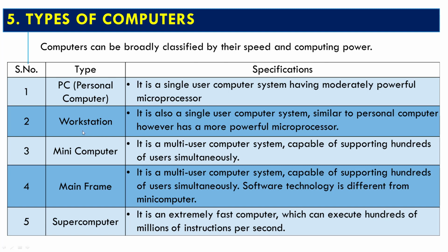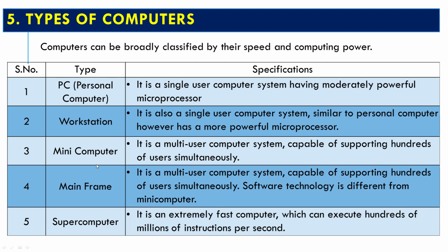Then the next one is going to be the workstation. Comparing with the PCs, this will be more powerful. It has a more powerful microprocessor, and these types of computers can be used in networks. Whenever we are creating a network, we are going to discuss one chapter about networks. So in networking and all, we can use these types of computers.